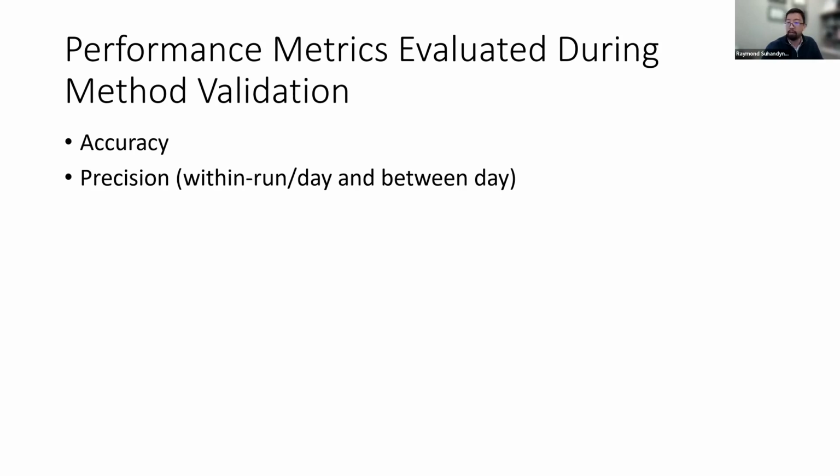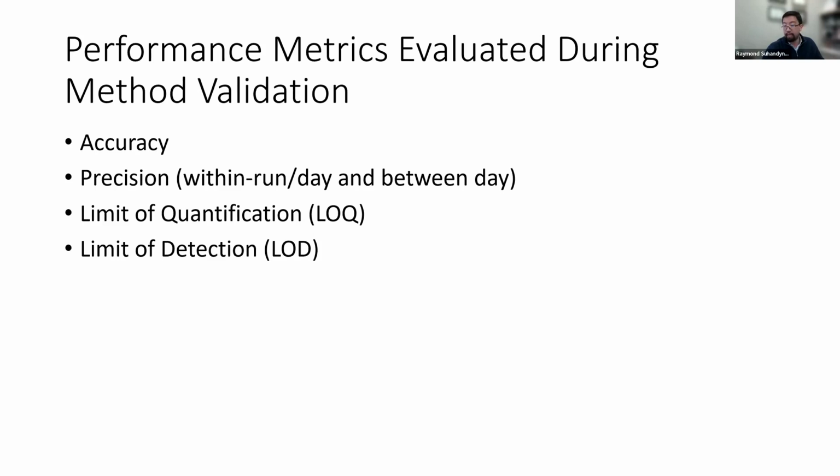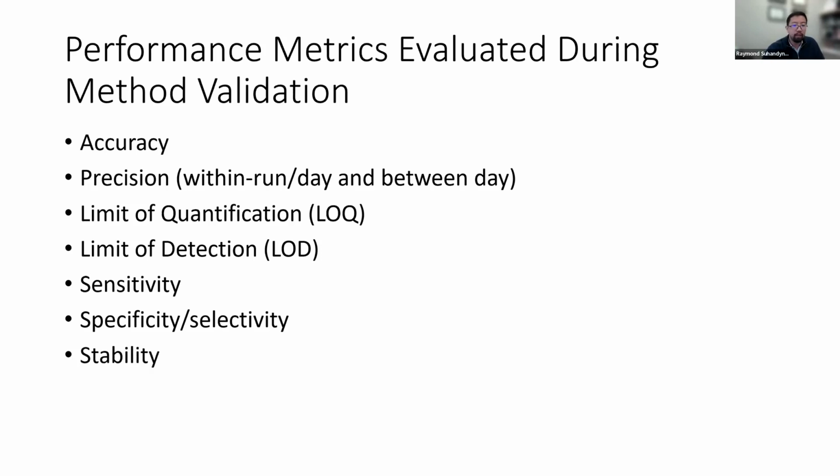If you're only doing one batch, you probably don't need to do between day, but sometimes it's good to know. As Jeremiah mentioned, limit of quantification and limit of detection can be helpful, though sometimes not very useful if you're only interested in quantitative data, but if you're doing screening, perhaps limit of detection validation is helpful. Sensitivity ties into both of those. And as I mentioned earlier, specificity and selectivity, because there are a lot of interferences in biological matrices, and you want to be sure that the compounds you're looking at are what you think they are.